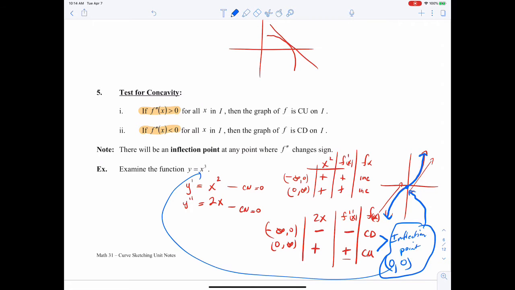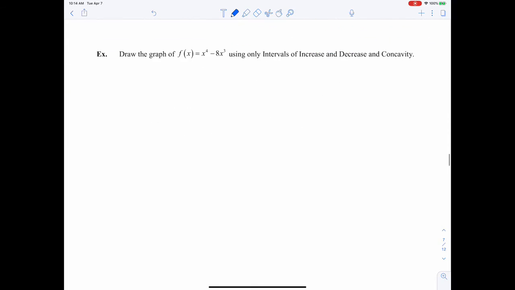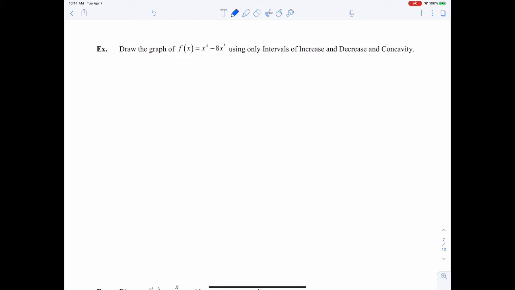All right, so on to the next example. So this one here, the exact same thing. Now draw the graph of f of x equals x to the power of 4 minus 8x cubed using only intervals of increase and decrease and concavity. So the intervals of increase and decrease, that's what we were doing in our extreme values.